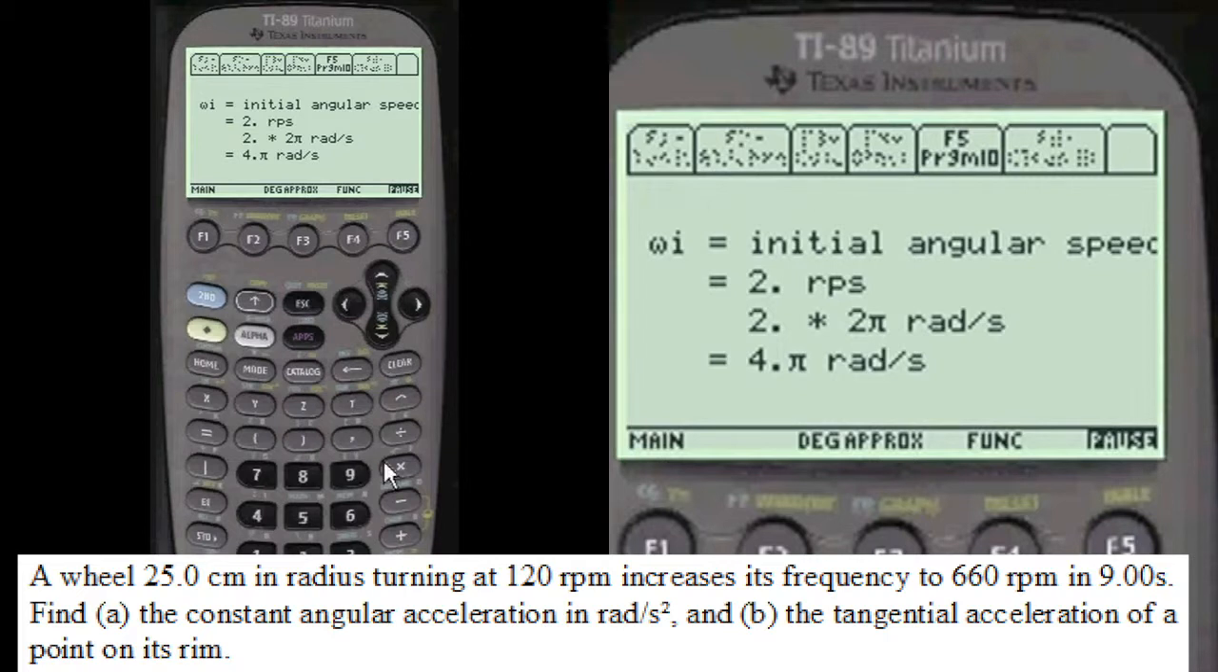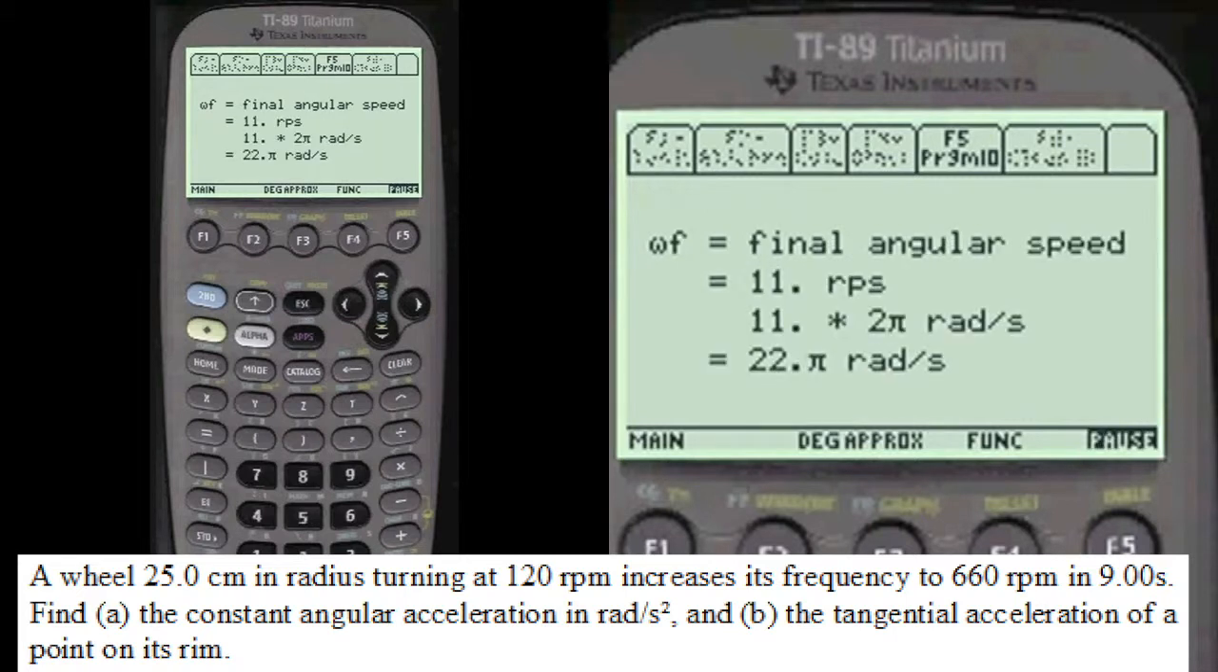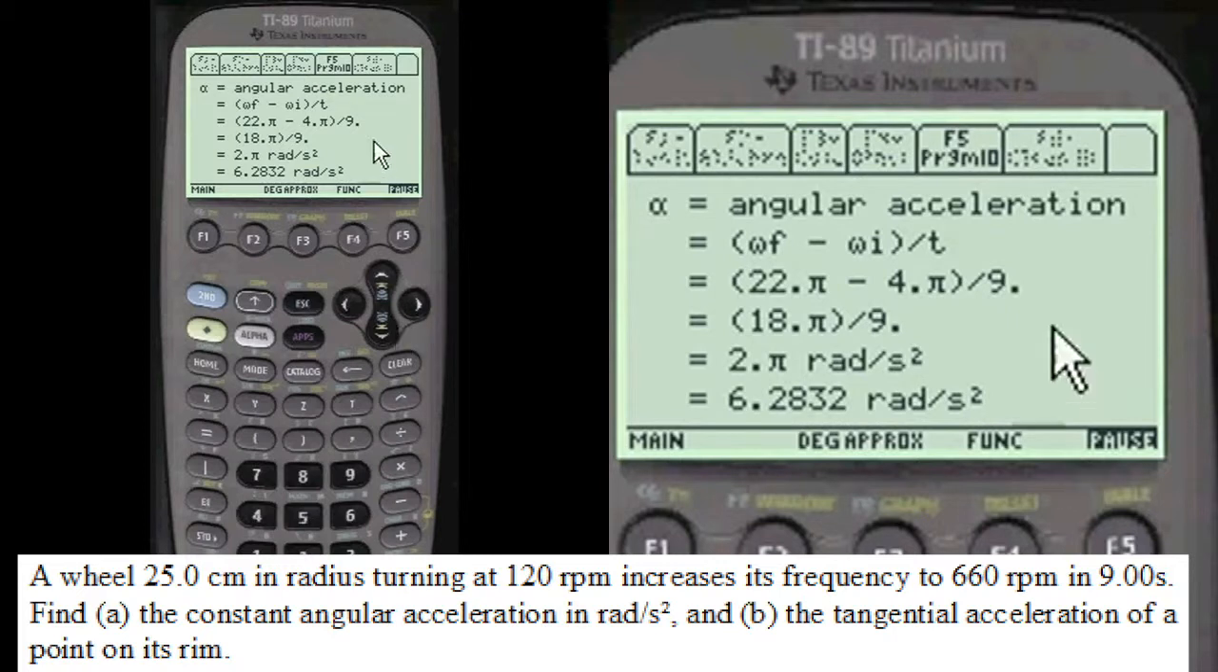Now you have to change the revolutions per second to rads per second to get angular speed and acceleration. 11 revolutions per second is 22 pi rads per second. And angular acceleration turns out to be 6.28 rads per second squared, or 2 pi, depending on what you're required to put down on your paper.